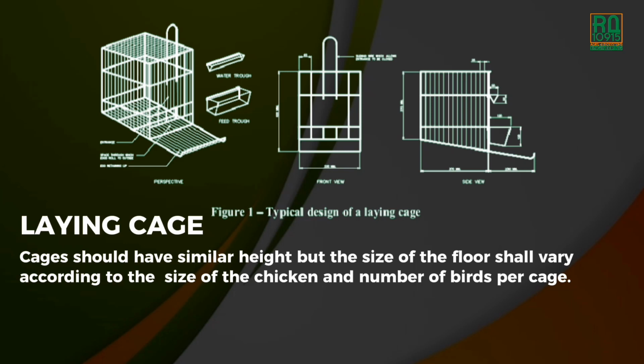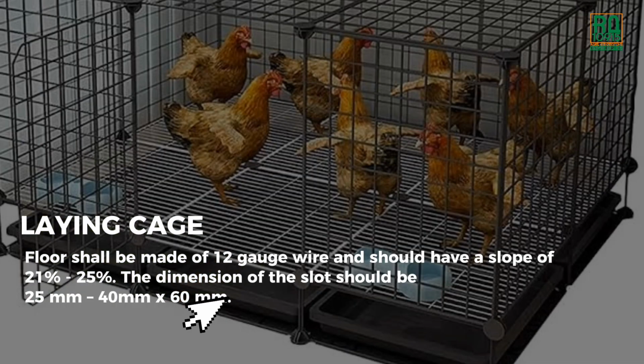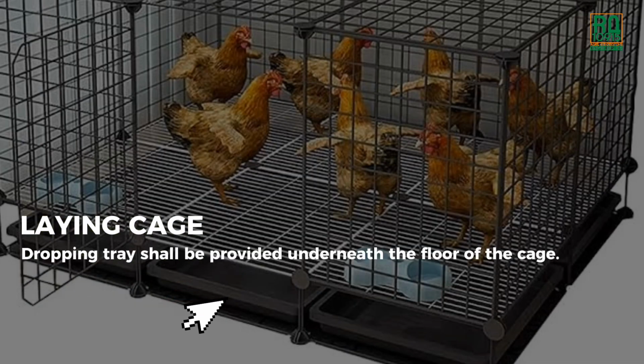Cages should have similar height but the size of the floor shall vary according to the size of the chicken and number of birds per cage. Floor shall be made of 12-gauge wire and should have a slope of 21% to 25%. The dimension of the slot should be 25 mm to 40 mm by 60 mm. Dropping tray shall be provided underneath the floor of the cage.